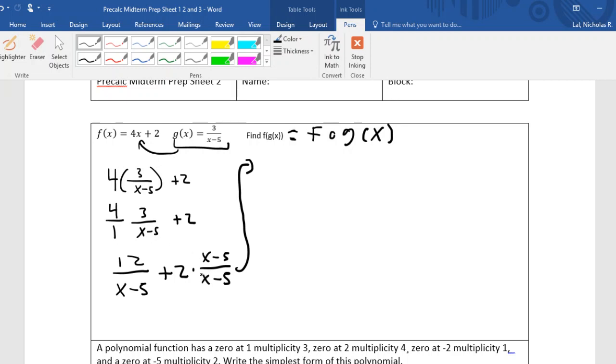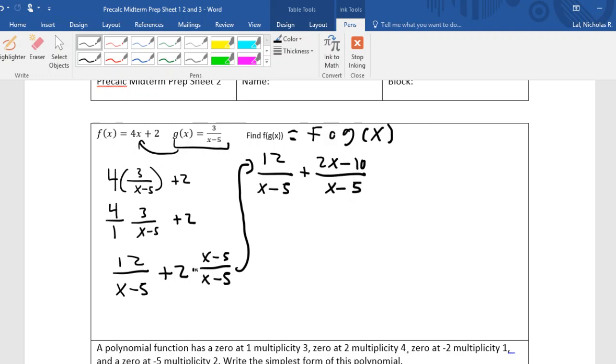and by the way, the reason why I'm multiplying is because I want to get a common denominator. When I add fractions, I have to get a common denominator once I start simplifying. So I get 2 times x is 2x, 2 times negative 5 is negative 10. So you get 12 over x minus 5 plus 2x minus 10 over x minus 5.